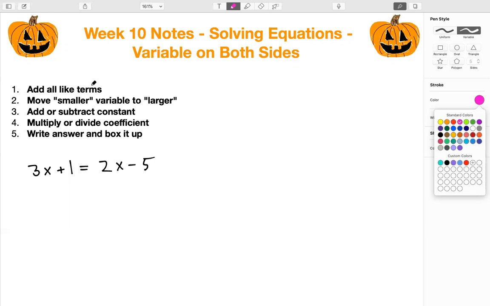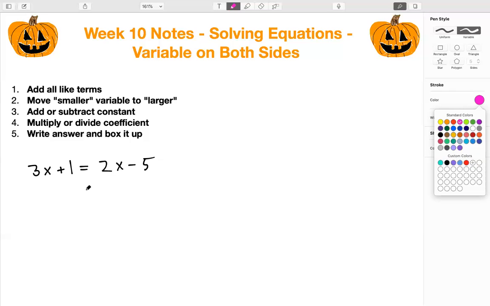First, we're going to add all the like terms. Do we see any like terms we can add on the left side? Not really. How about the right? Not really. So on to step 2. Move smaller variable to the larger. So the smaller variable is the one with the smaller coefficient. That one right there is the smaller coefficient. See, 2 is smaller than 3. So we're going to move that smaller one to the larger.